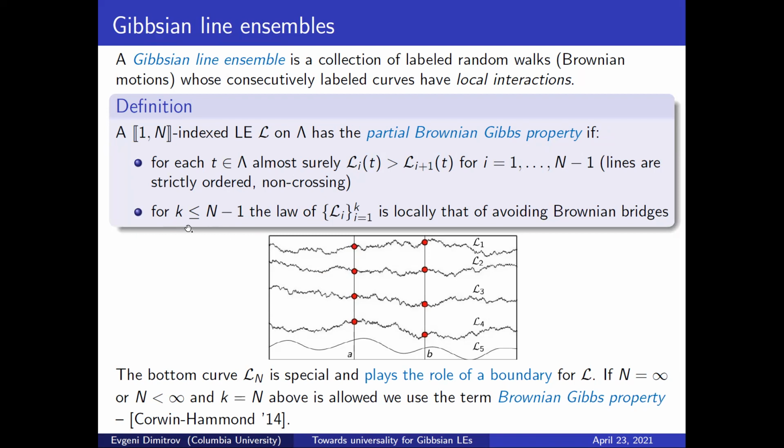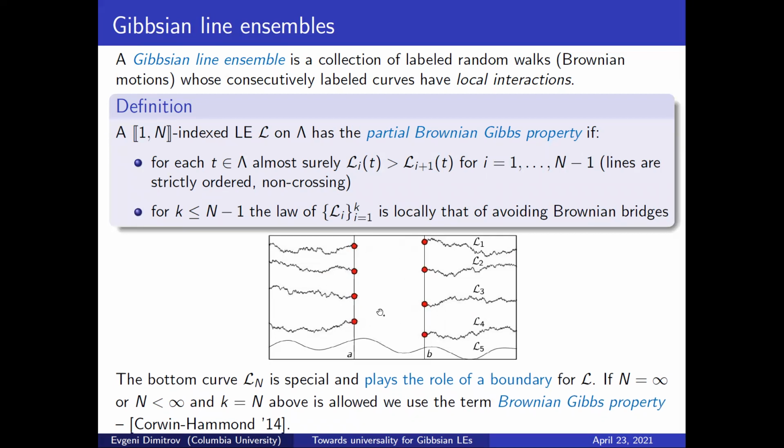The second condition is more complicated. What it says is that the local distribution of your curves is that of avoiding Brownian bridges. One way to interpret this condition is that the law of your line ensemble is invariant with respect to the following resampling procedure. To resample this line ensemble, you fix 2 times, little a and little b. Then you sample your line ensemble and erase the middle part. If you erase the middle part, this is what you'll get. And then you fill in the gaps.